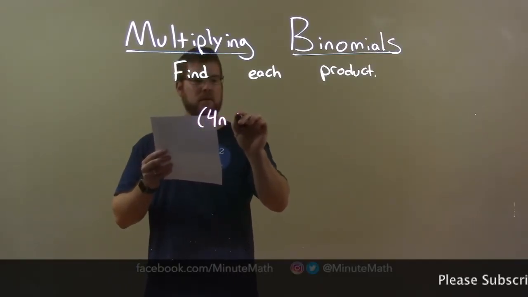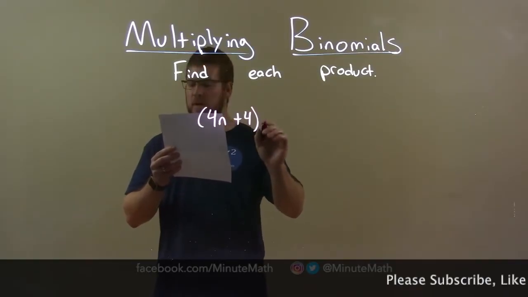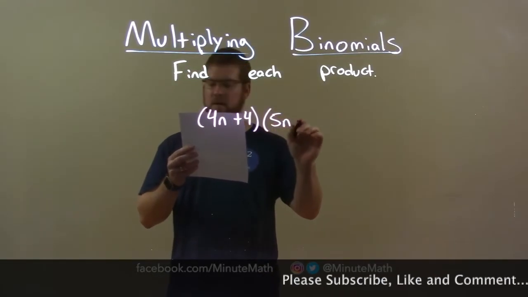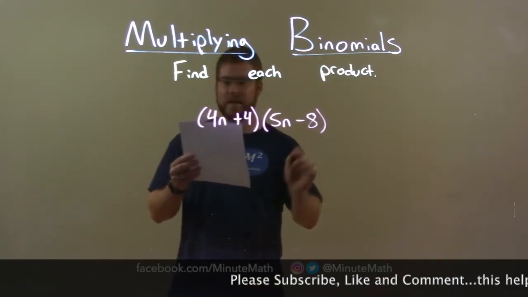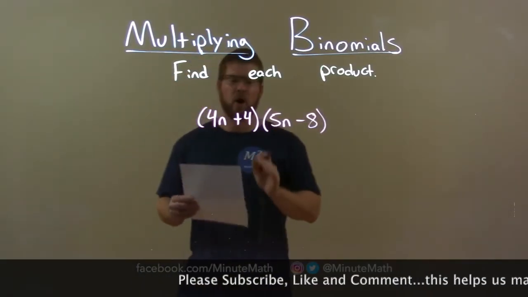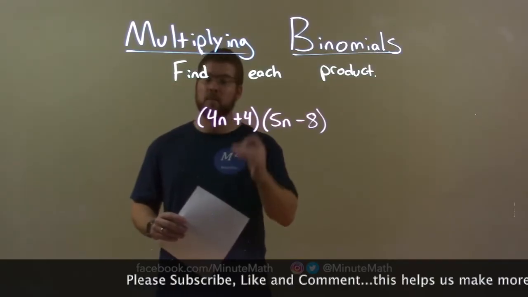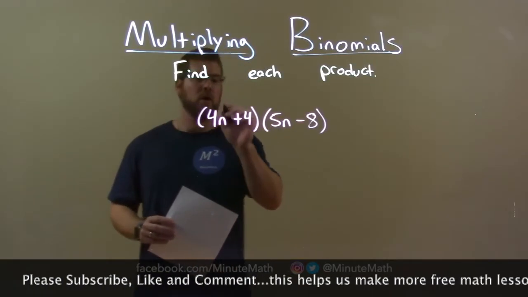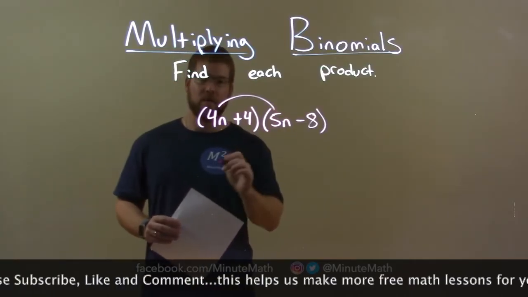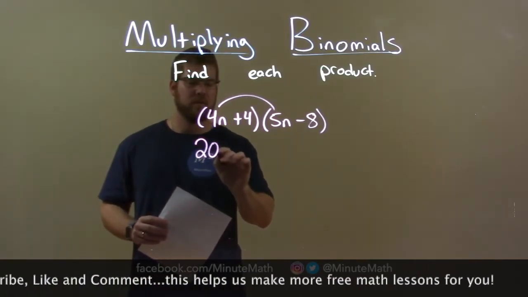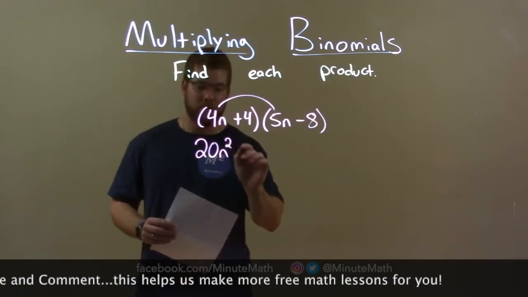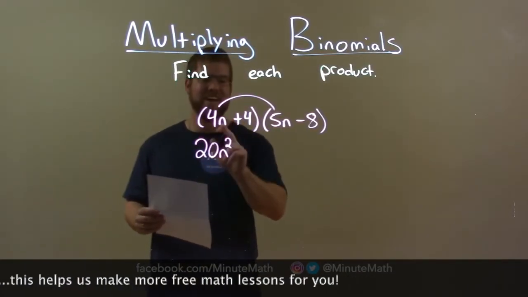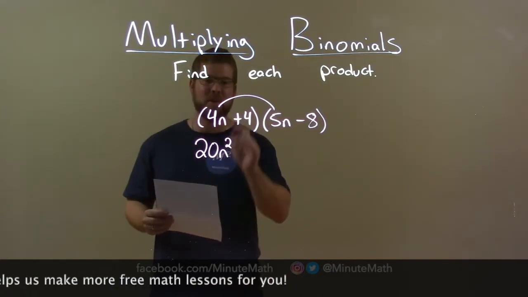4n plus a 4 multiplied by 5n minus an 8. We want to take all parts of our first parenthesis and multiply by all parts of our second parenthesis. So 4n times 5n is a 20n squared. Okay, almost forgot that. 20n squared, right? 4 times 5 is 20. n times n is n squared.